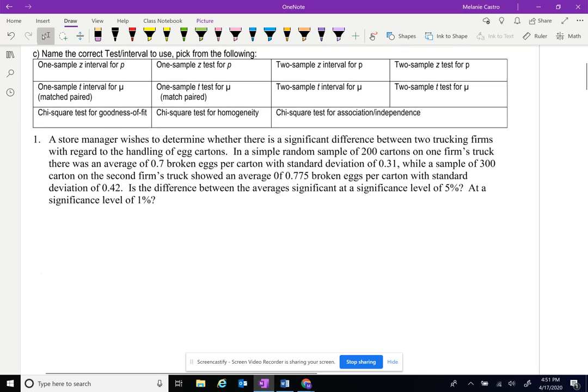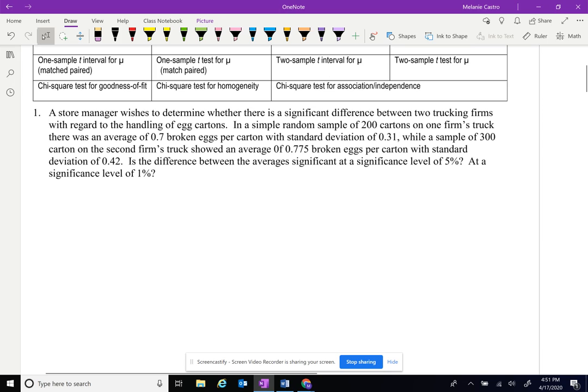So first we want to read: a store manager wishes to determine whether there is a significant difference between two trucking firms with regard to the handling of egg cartons. In a simple random sample of 200 cartons on one firm's truck, there was an average of 0.7 broken eggs per carton with a standard deviation of 0.31, while a sample of 300 cartons from a second firm showed an average of 0.775 broken eggs per carton with a standard deviation of 0.42. Is there a difference between the averages at the 5% level and then at the 1% level?